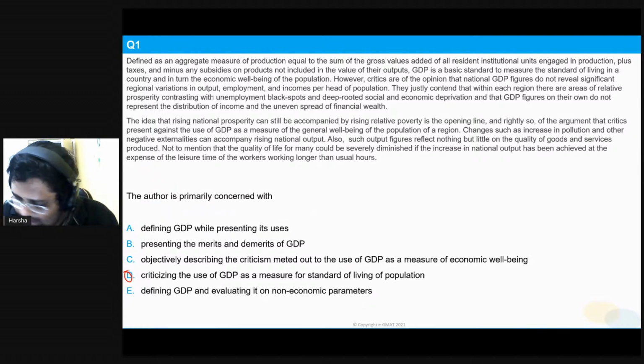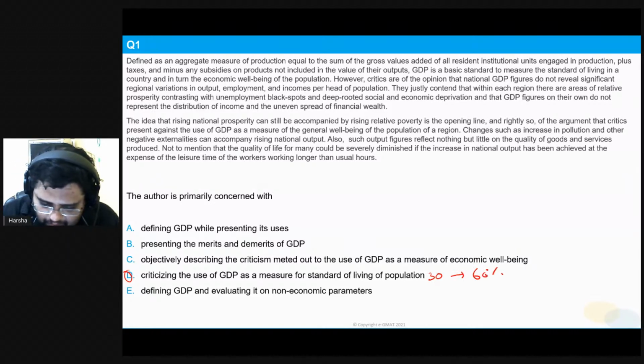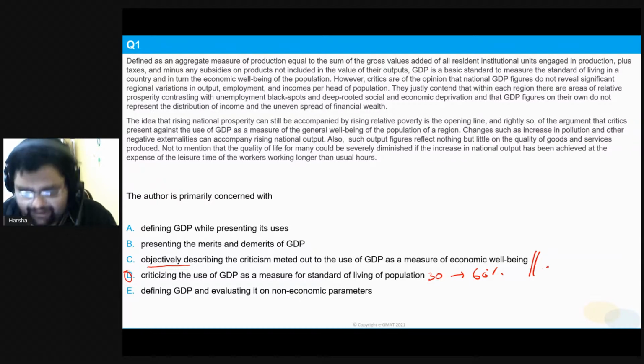Initially only 30% of you got this correct. Second time 60% of you got this correct. Why is that? As I discussed, if I'm objectively describing something, I'm not giving you my opinion of it. Objective description is very neutral. Option D is therefore correct. Option C is incorrect. I hope this is clear. With all the discussion that we have had, this should be clear.